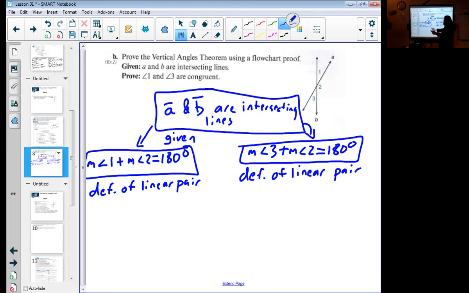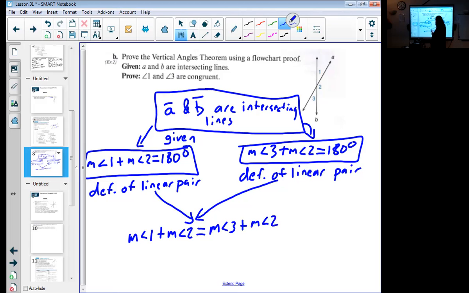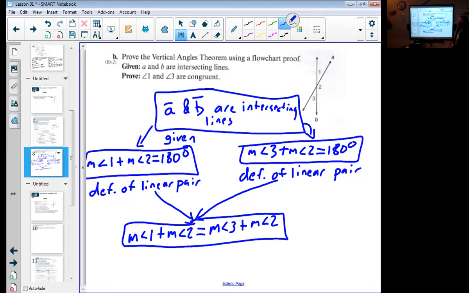So now we can combine these two things to say that measure of angle 1 plus measure of angle 2 is equal to the measure of angle 3 plus the measure of angle 2. We can set those two equal to each other, and we are going through 180 to do it. So that is the transitive property of equality.